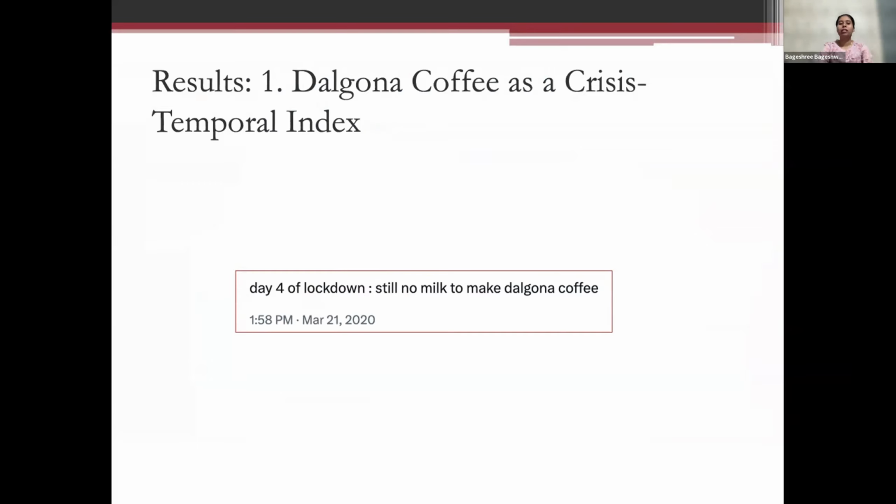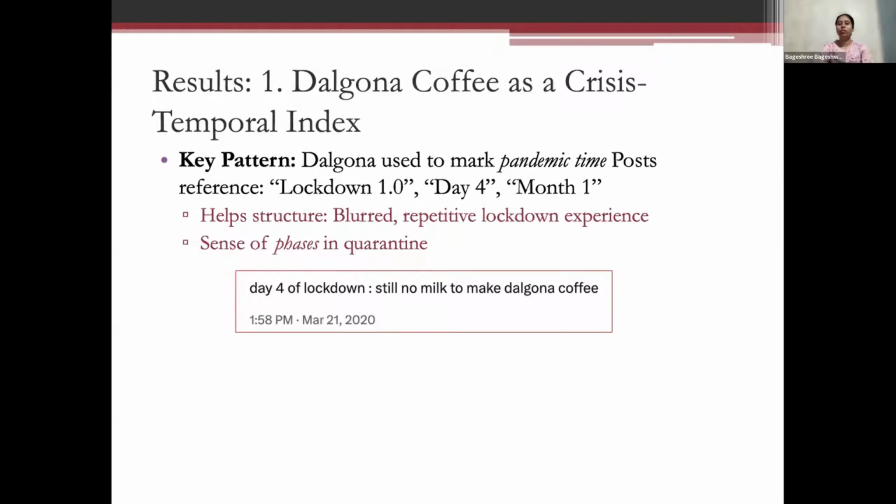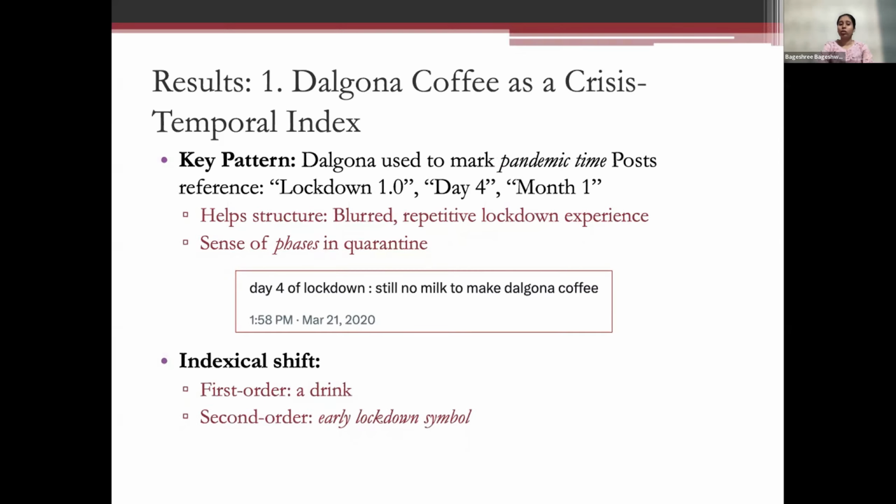So here there is a clear reference to day 4, that means the temporal aspect of lockdown. In that way, many of the posts refer to such temporal aspects like lockdown 1.0, day 4, or month 1. Somewhere this helps structure the blurred, repetitive lockdown experience, and it gives a sense of phases which were there in quarantine. Also, we can see an indexical shift here.